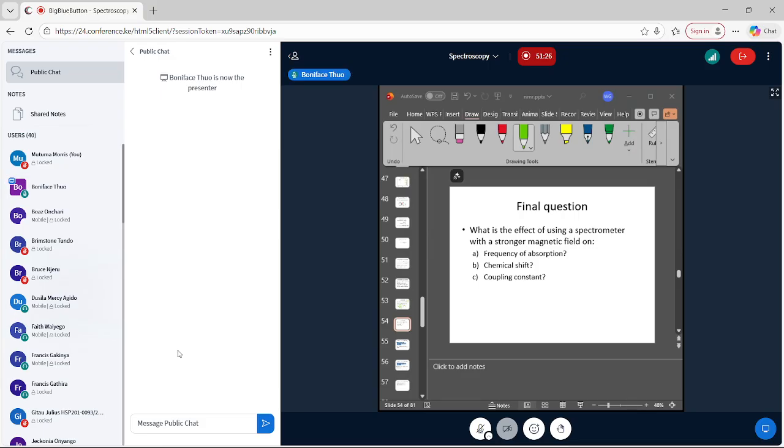What will happen to the chemical shift? I'm not sure.